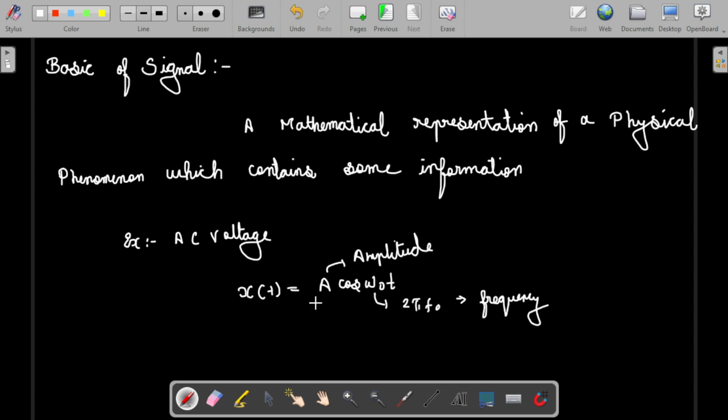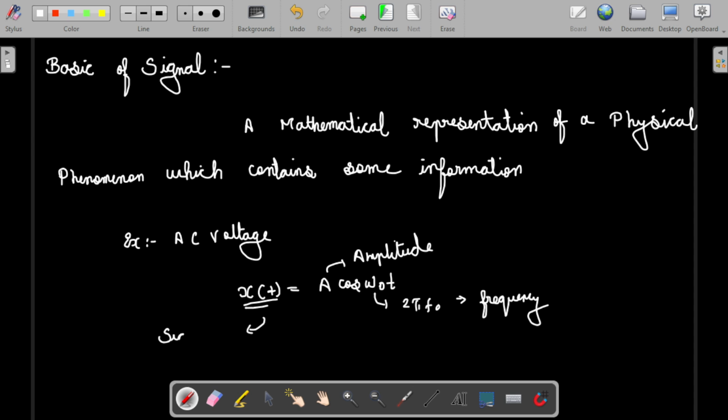Here it is a mathematical representation which depends on some parameters, t and omega naught, and the amplitude, which has some information that varies over the dependent and independent parameters. So this is how x of t can be called a signal.